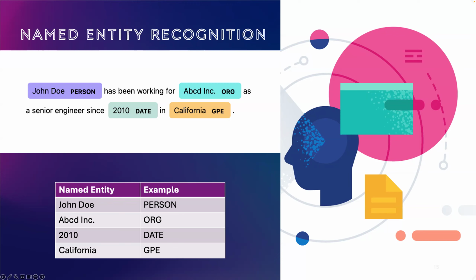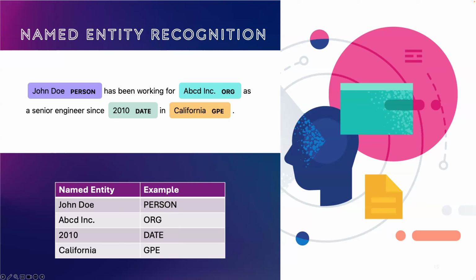But this NER, in summary, does two things. First of all is named entity recognition, so detection. By that is meant to identify a word or a group of words within a document. And named entity classification, in which it assigns each identified entity to its respective predefined category.